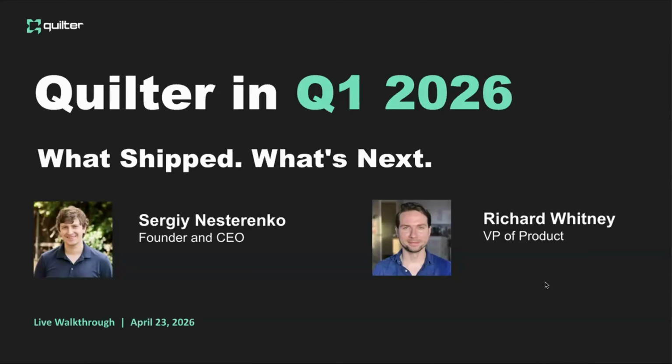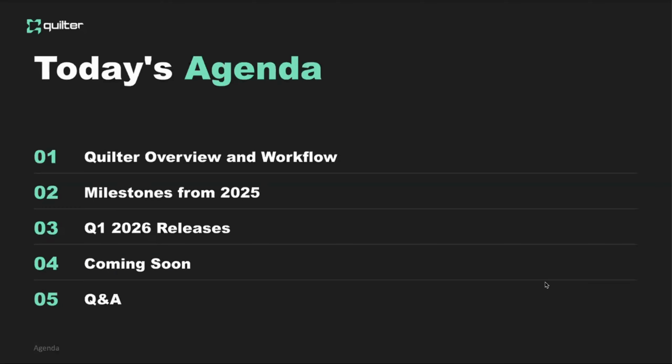So what we want to do is start sharing a bit more actively about all the awesome stuff that we've been working on at Quilter. We've been a little quiet over the last little while, and so we want to change that. So we'll see how this goes. This will be our first attempt to catch up on some of the things we shipped in 25, some of the things we shipped in Q1 2026, and what's coming up.